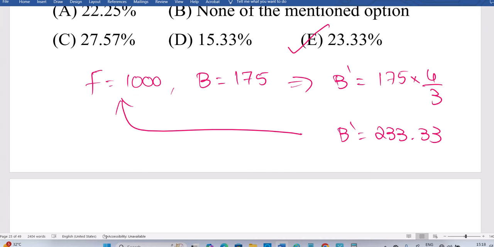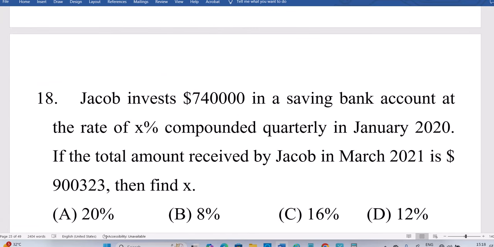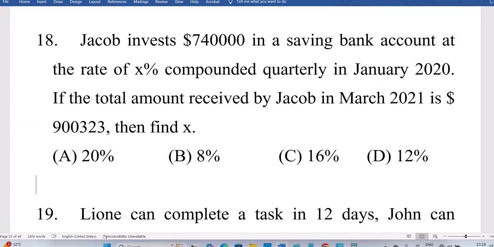It's very basic, you observe. Front salary I assumed as 1000. At that time Bendix will be 175. Bendix's salary is increased by 1 by 3, means 4 by 3 I have to write obviously. 1 is common, 1 by 3 extra. Now Bendix's new salary is 233.33, which out of 1000 is 23.33%. Option E.